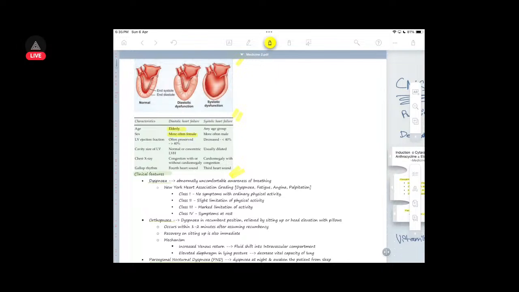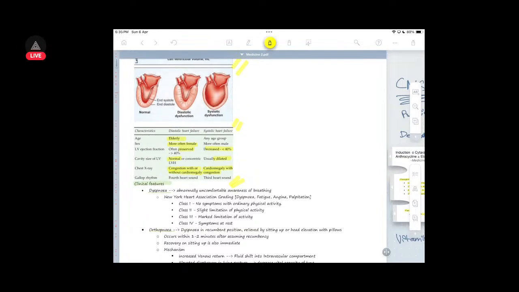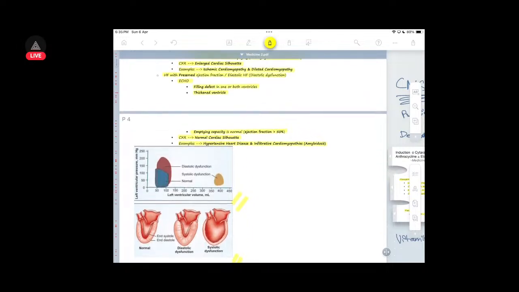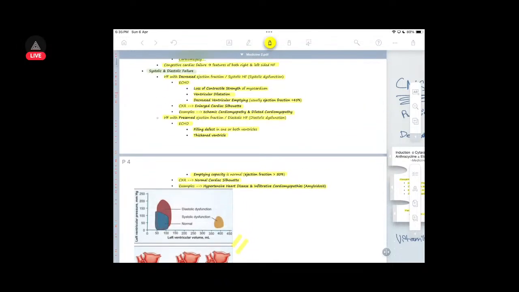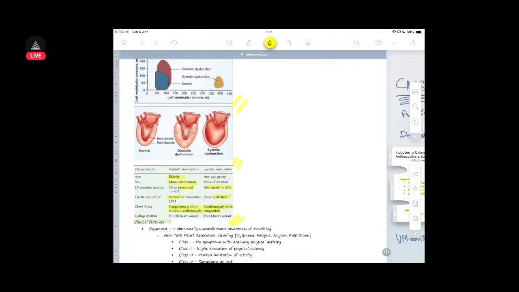Diastolic: ejection fraction will be preserved; systolic: decreased, less than 40. Cavity size is normal in diastolic and dilated in systolic. On chest X-ray, congestion will be seen; cardiomegaly with congestion in systolic, congestion with or without cardiomegaly in diastolic. An enlarged cardiac silhouette is seen in systolic, a normal cardiac silhouette in diastolic.